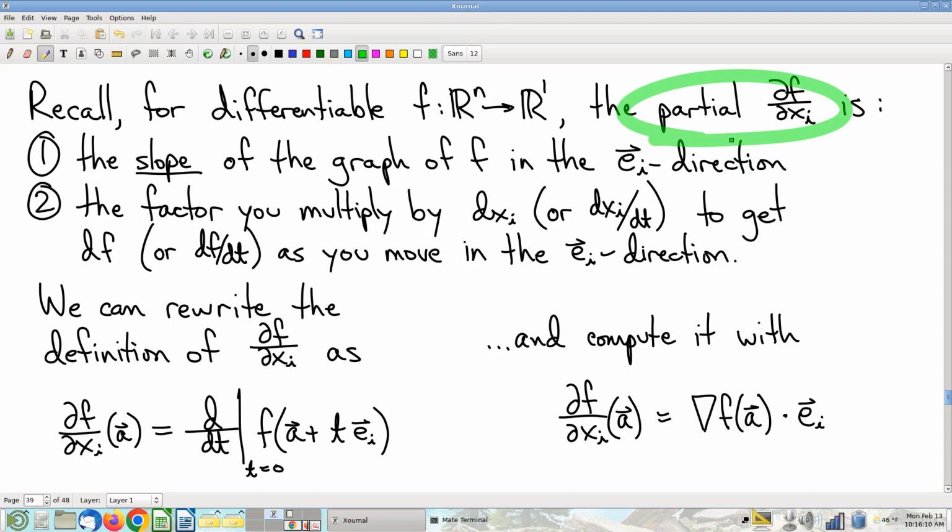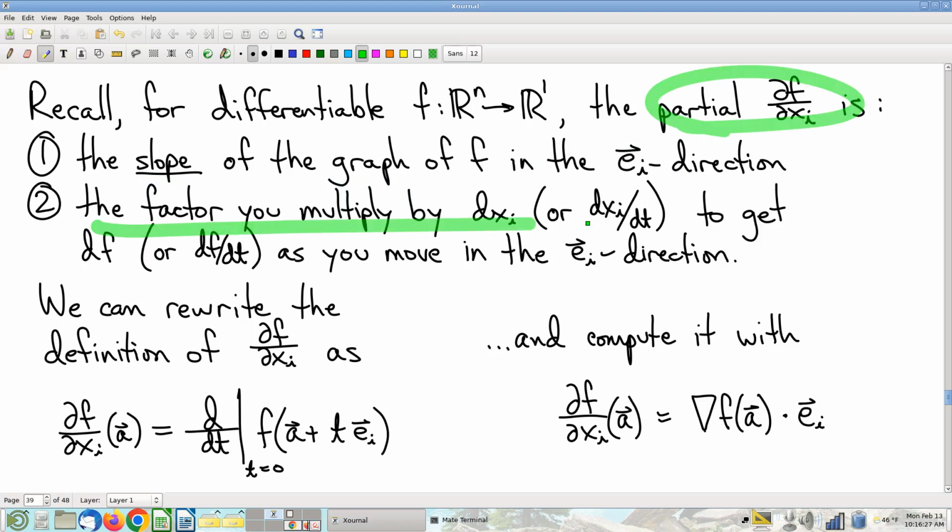And here are some things that we know about partial derivatives. On the one hand, partial derivatives are the slope of the graph of the function, specifically as you move in the direction of that vector. A partial derivative also can be thought of as a multiplicative factor. Remember, this is one of my big points of view that I push on how to think about derivatives. Derivatives are factors that you multiply by input changes to get output changes in some sense. More broadly speaking, they're relationships between input changes and output changes. But the partial derivative in particular is a multiplicative factor.